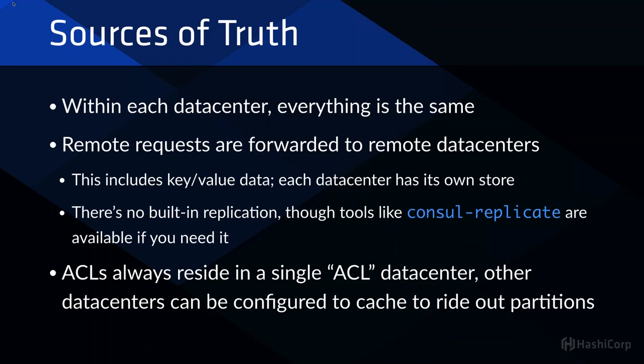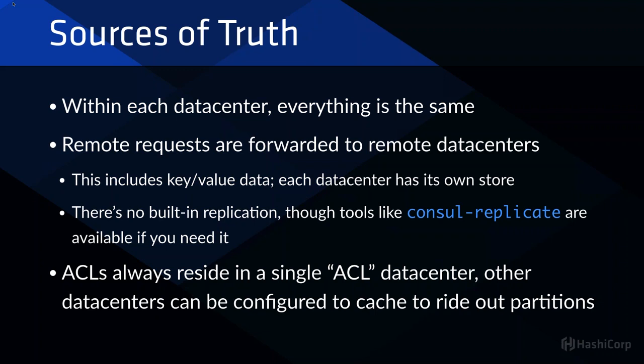And that gets us into the WAN edition of our sources of truth slide. Within each data center, everything's the same, and between data centers, remote requests are forwarded. One common question is about key value data: is this replicated? It's not by default. Each data center has its own independent key value store, its own service catalog.